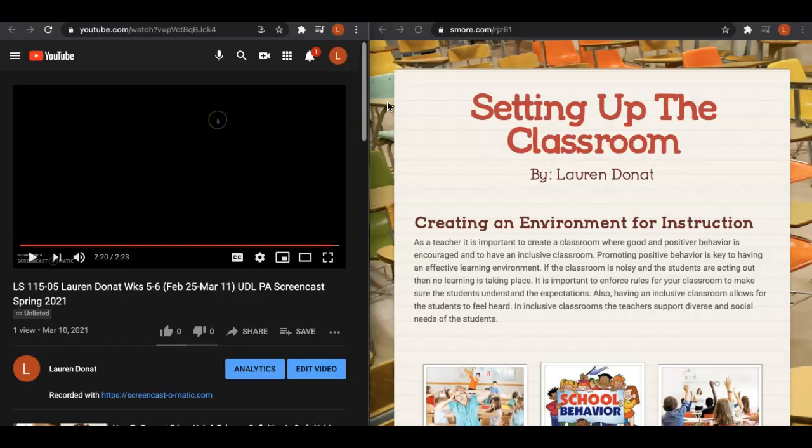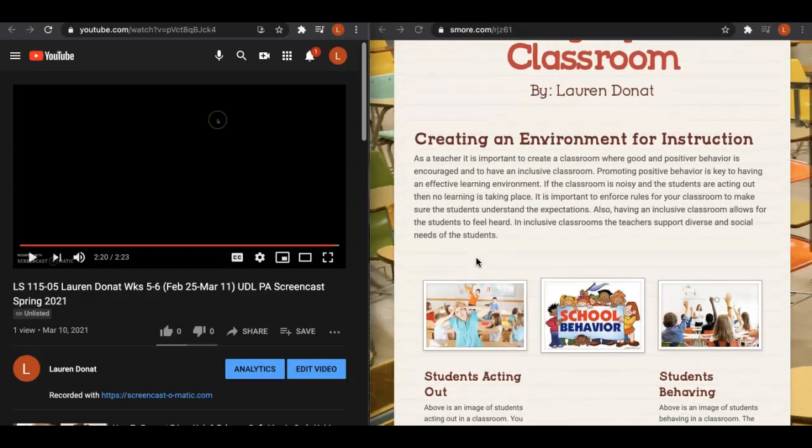Also, having an inclusive classroom allows for the students to feel heard. In inclusive classrooms, the teachers support diverse, cultural and social needs of the students. So now you can see here that you're wanting to create an environment for instruction. So you're having more inclusion and including the students in decision making.